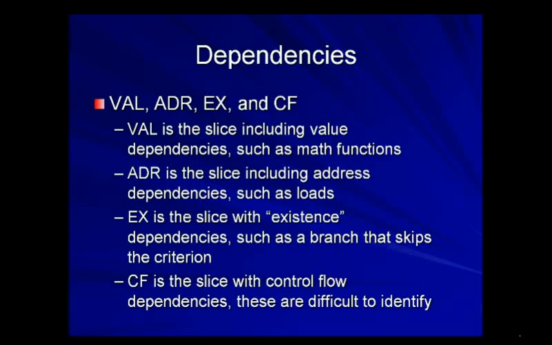Now let's talk about dependencies. The type of slice you're looking at depends on what type of dependency is in the slice. So a value slice is going to include value dependencies such as math functions. And then the address slice is going to include address dependencies such as stores and loads. The existence slice, which is a little different, is more like other branches that may skip your criterion. And then control flow is not discussed in great detail in this presentation.